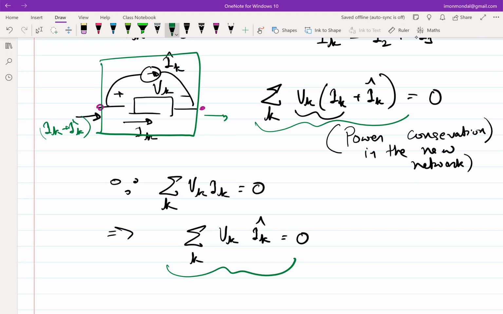Okay, so I was planning to cover reciprocity today, but we are out of time. So we'll cover it tomorrow. We have a class tomorrow. So we'll cover it tomorrow and then go back to where we left off, in the sense that we go back to incremental 2-port networks.